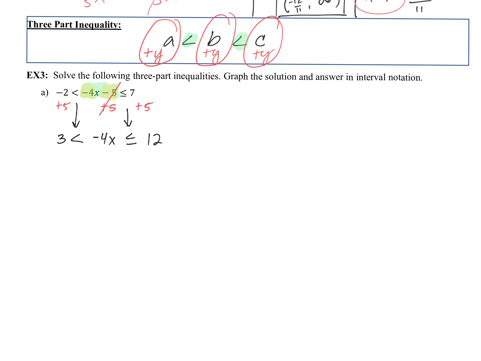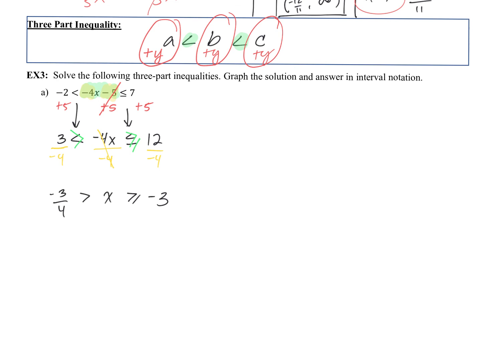How do we get it by itself? Well, we've got to go ahead and divide by negative 4 to get rid of that negative 4 that's being multiplied to x. Divide by negative 4, divide by negative 4. Did I forget anything? I did. I need to swap my inequality symbols because I divided by a negative number. Alright, and then I have negative 3 over 4 greater than x, which is greater than or equal to 12 divided by negative 4, which is going to be negative 3.